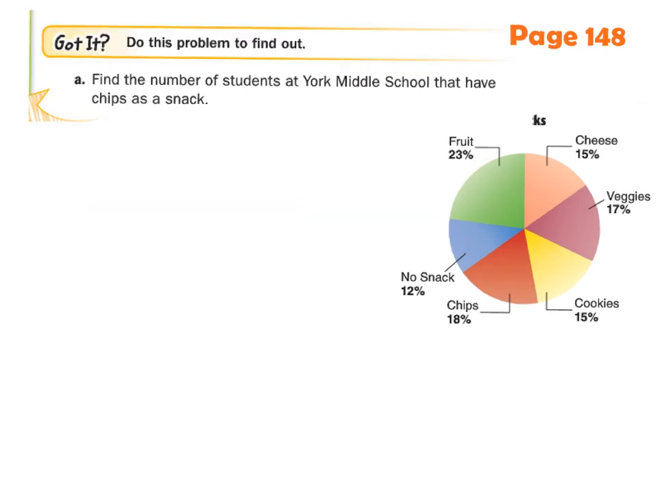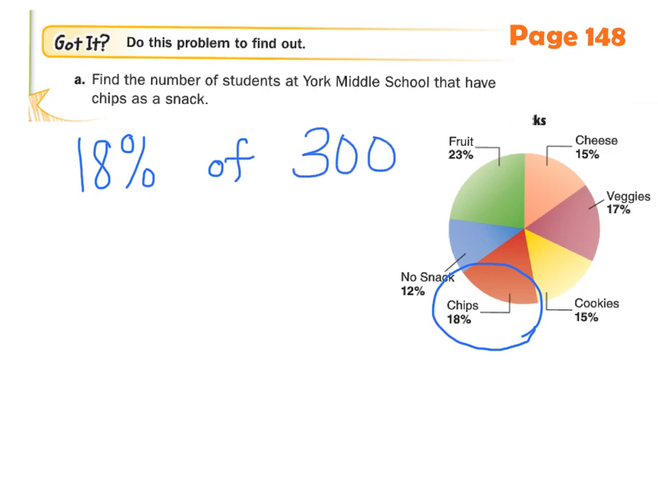Let's do it. Okay, so here we have the same survey, snacks. Now it says find the number of students at York Middle School that have chips as a snack. So I have to look over here and find chips is 18%. So 18% of the students, and again there were 300 students, so we're going to find 18% of 300.